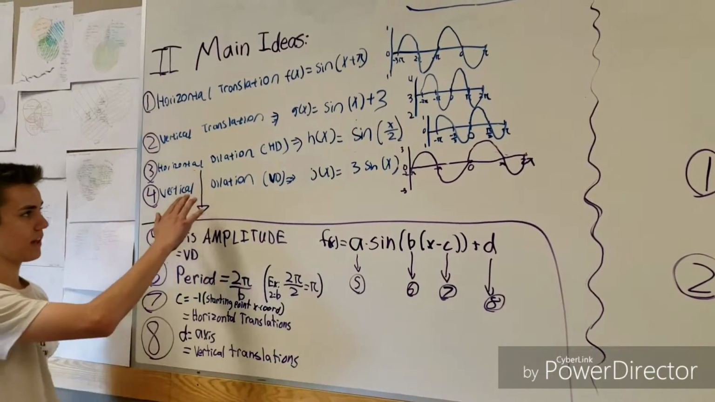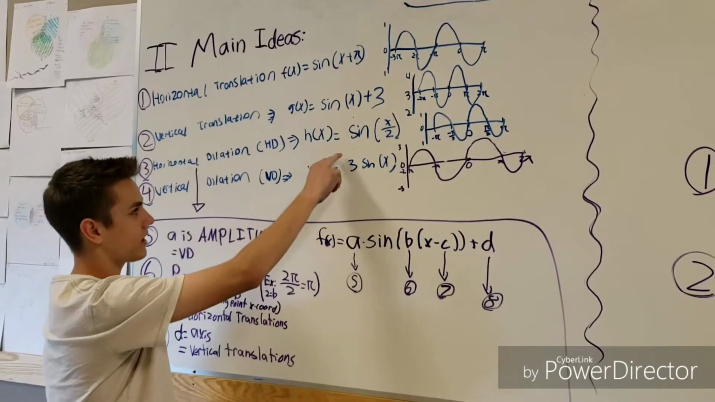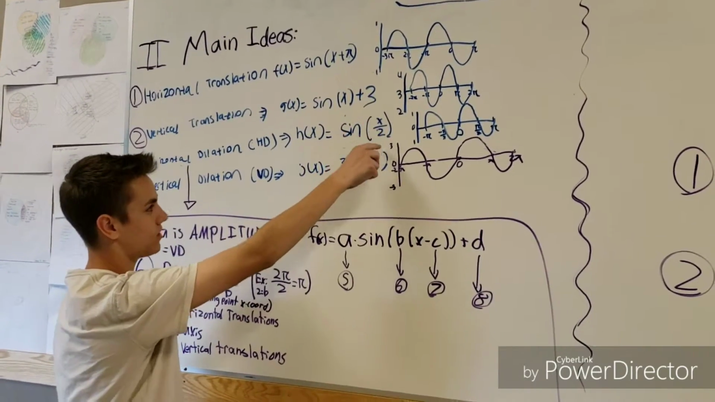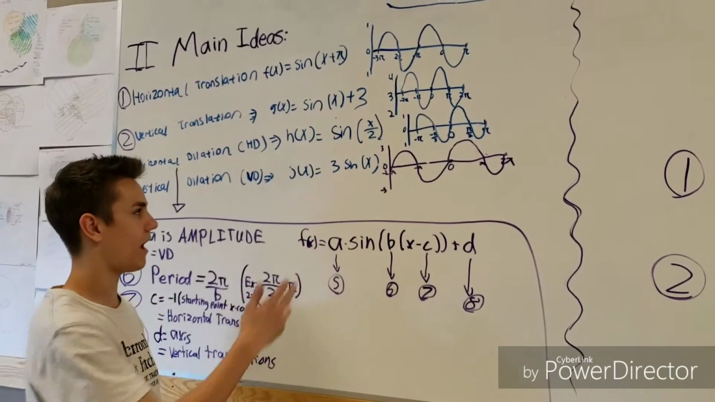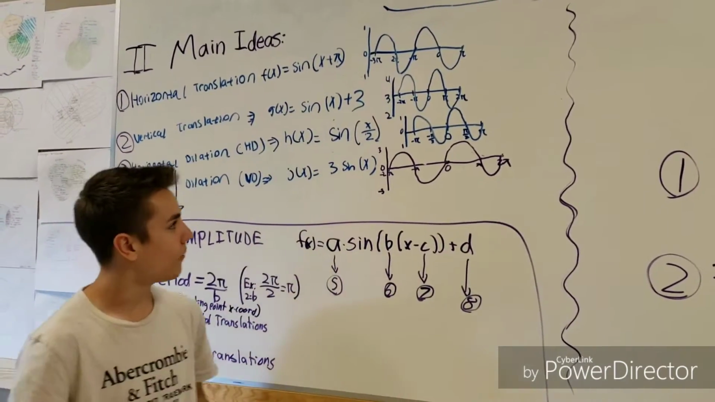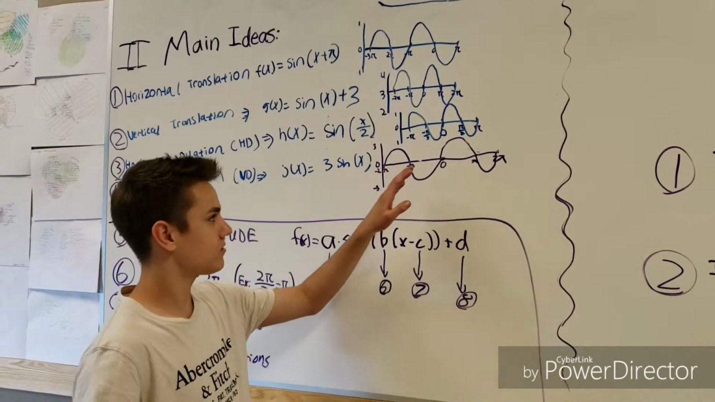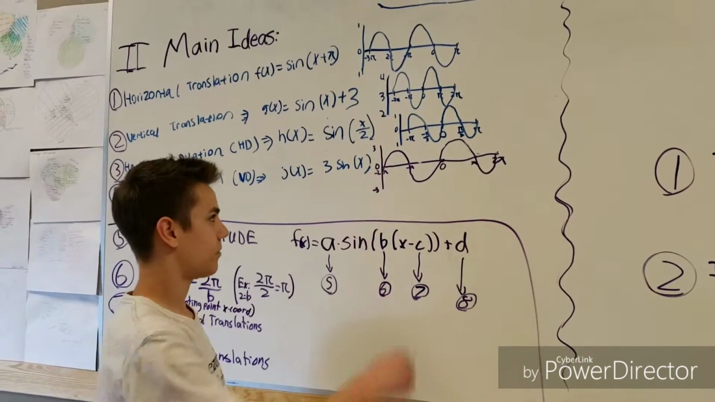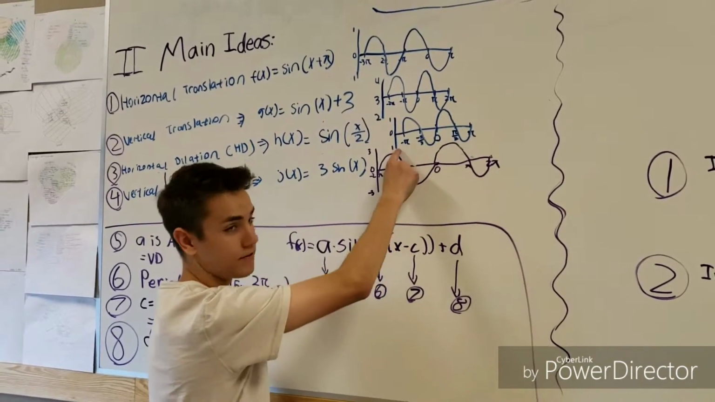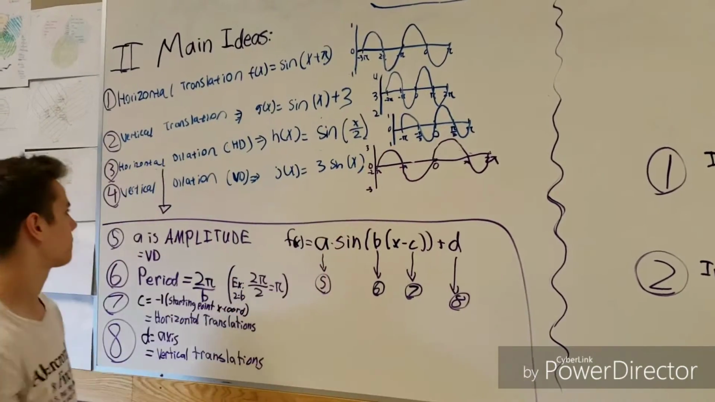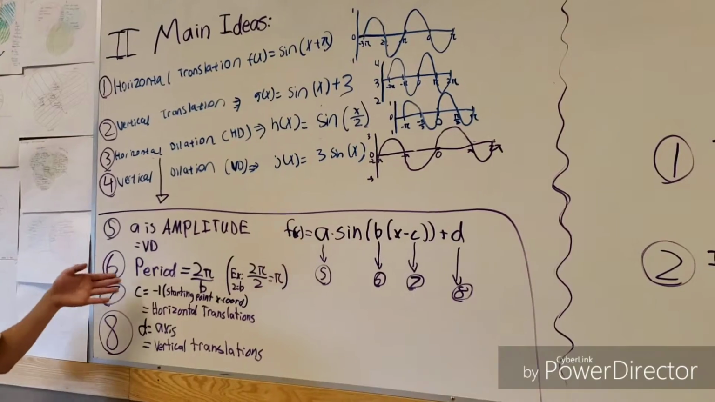This is a horizontal dilation. So that looks like sine of x over 2. So this would be a horizontal dilation of 2, as we're used to. So that basically speeds the periods up. So you have 0, but instead of 2 pi, negative 2 pi, you just have pi, negative pi. And we'll talk about that a little bit later on.